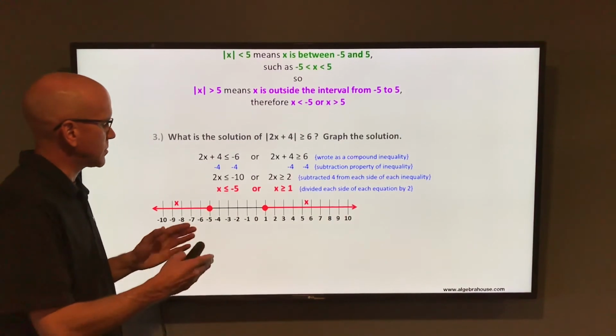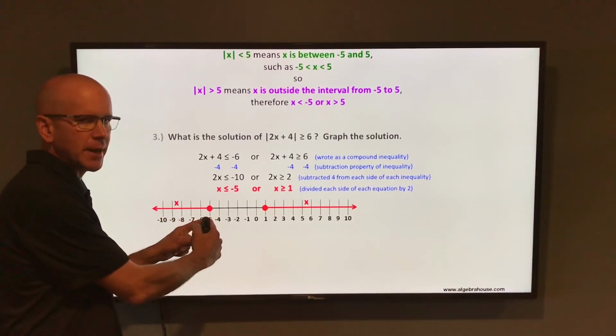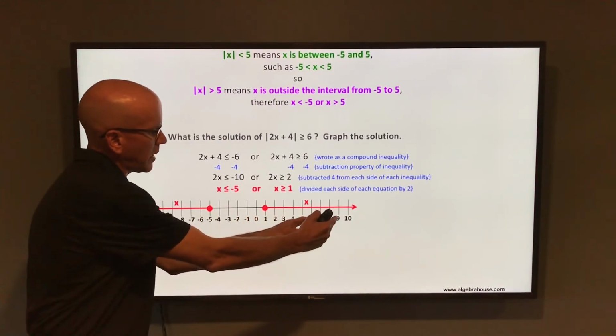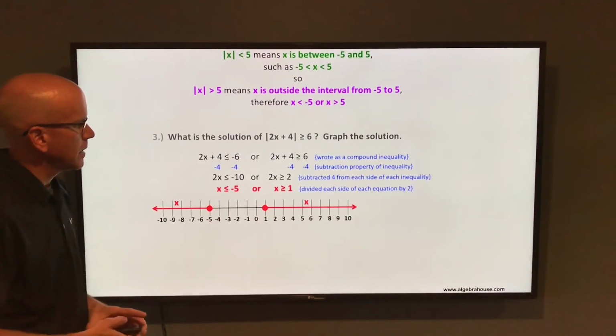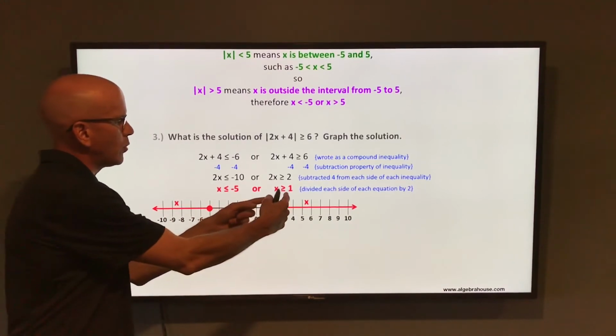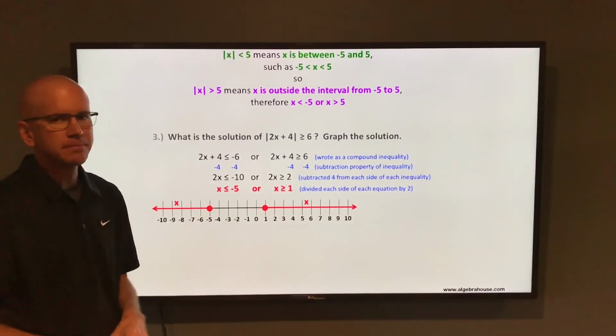So what that means graphically is that x could be to the left of negative 5, could also include negative 5, that's the closed circle. Or x could be to the right of positive 1, could also include 1. Again, that's the closed circle. So the solution here is x is less than or equal to negative 5, or x is greater than or equal to 1, and that is the graph of the solution.